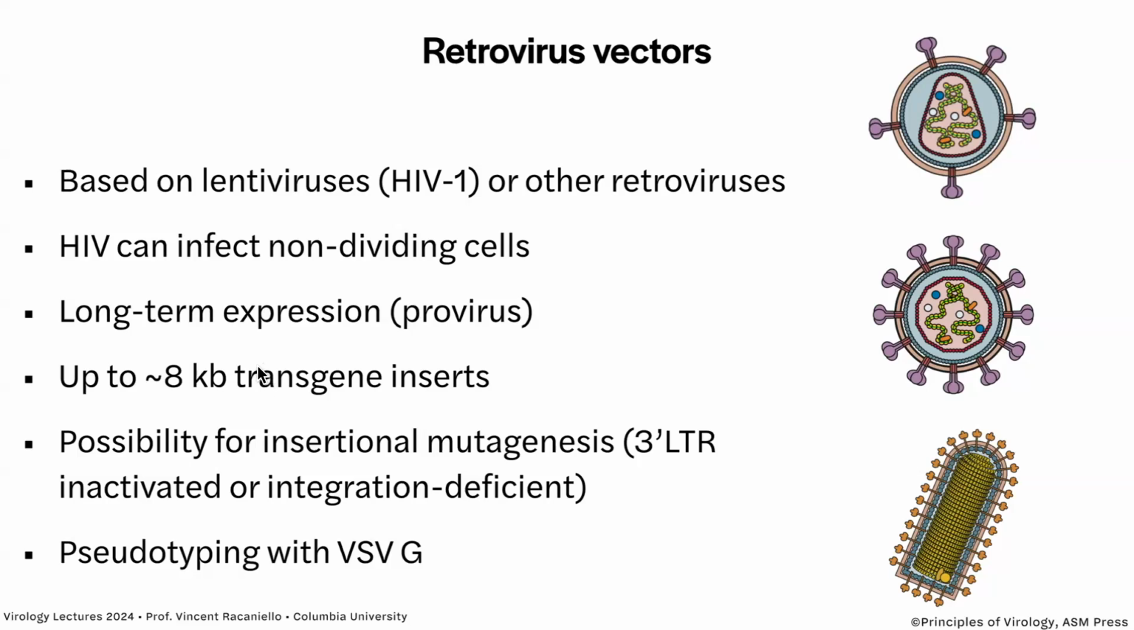However, because the provirus is in the DNA, there's a possibility for insertional oncogenesis, right? So the provirus could go next to an oncogene and activate it, and that would cause cancer. So what we did, we actually found that, unfortunately, in a clinical trial. So now we inactivate the 3' LTR promoter so that doesn't happen. And we also pseudotype these viruses with the glycoprotein of VSVG because it infects many different cells. So we don't actually use HIV or other retrovirus glycoproteins. We use the glycoprotein of VSV.